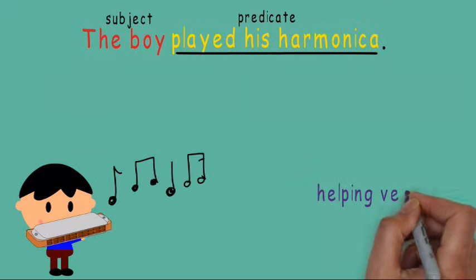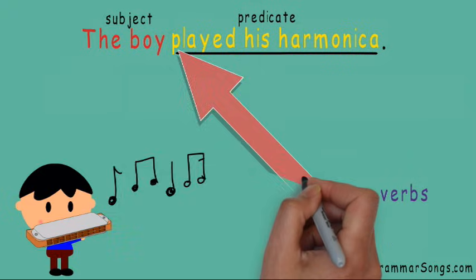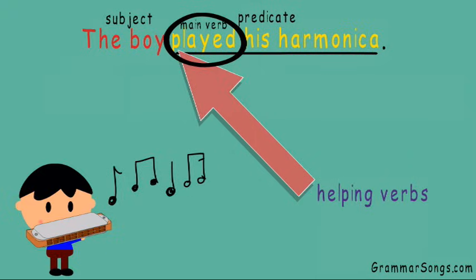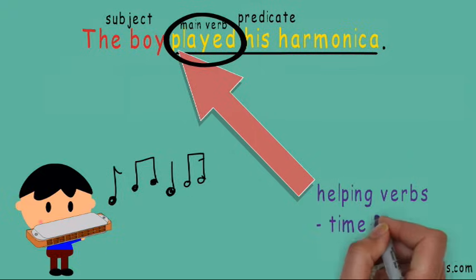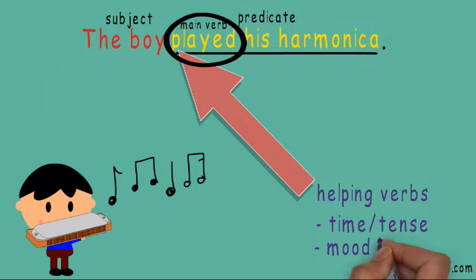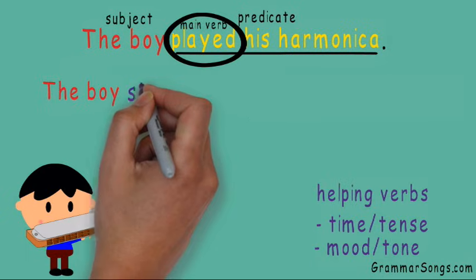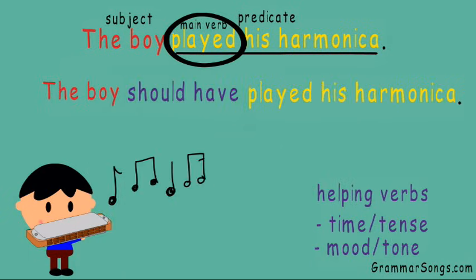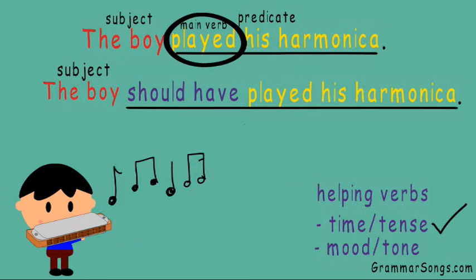The same situation can be true for helping verbs since they are placed in front of the main verb in the sentence. Remember, helping verbs tell the reader the time or tense or set the mood or tone. "The boy should have played his harmonica" lets the reader know the opportunity for him to play has passed. The boy is still the subject, and the rest of the sentence is the predicate telling what the boy did or didn't do.